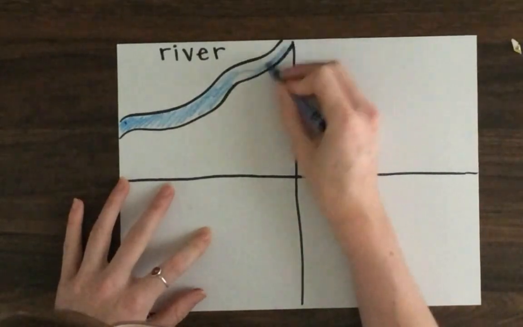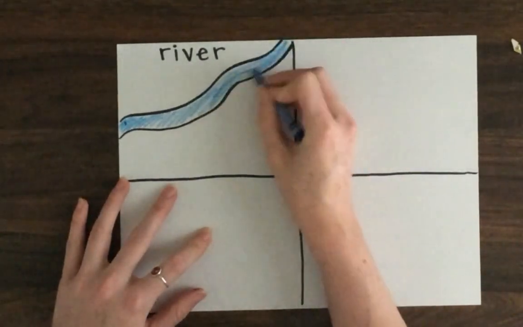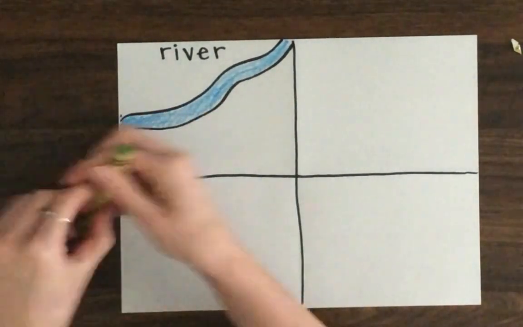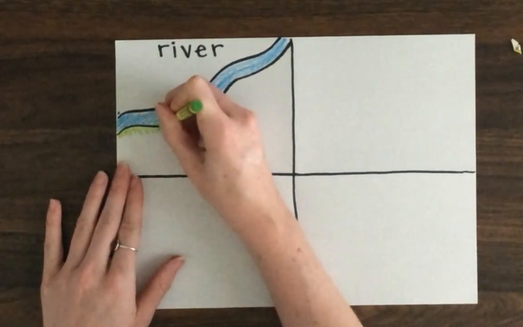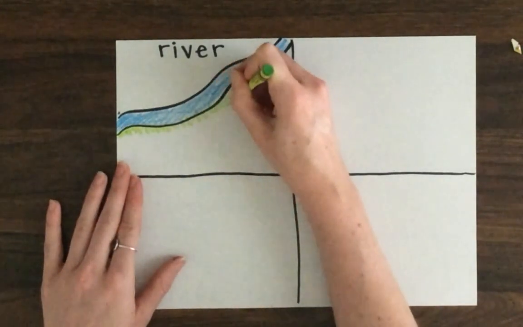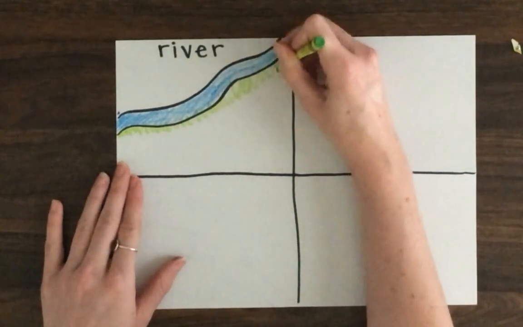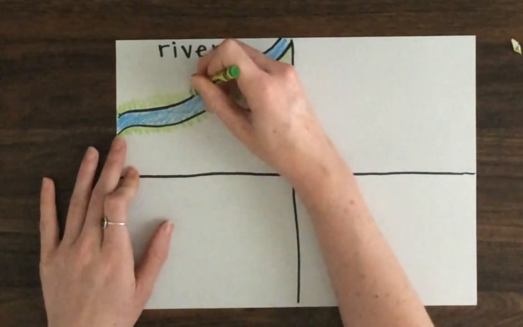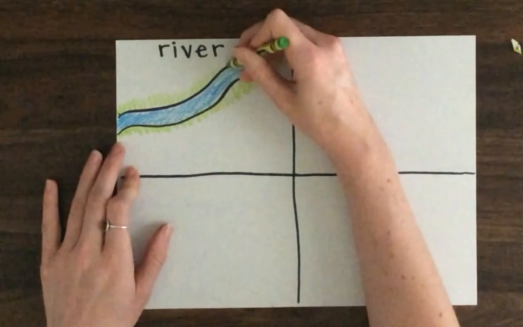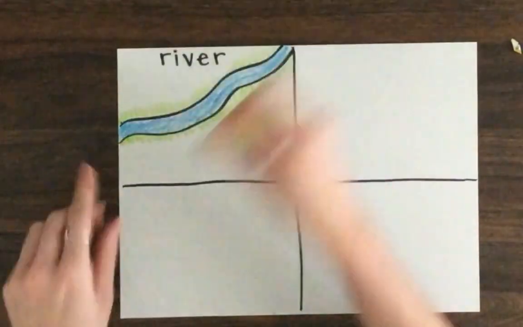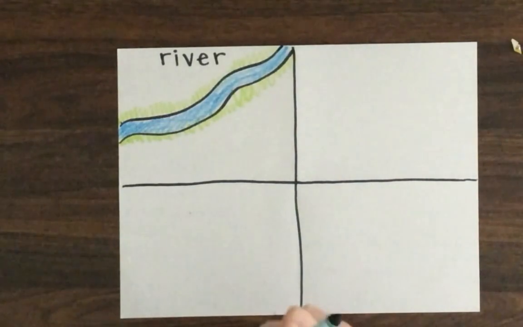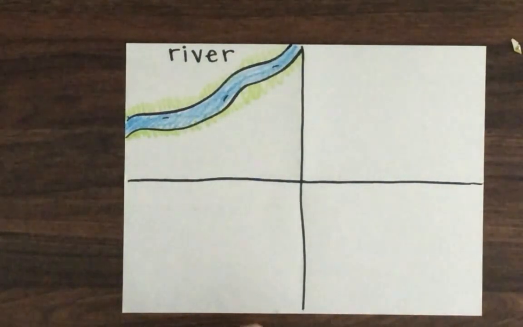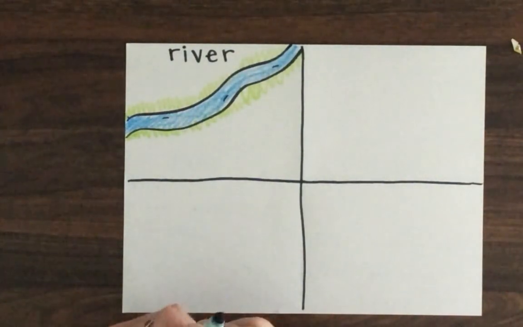And remember, river water is always moving and flowing because it ends up at the bottom into the ocean or a lake or a different river. And I'm drawing some green grass because on each side of my river there's land. Okay, so in this space down here, I'm going to write a sentence about something I know about a river. So I know river water is flowing. I know rivers end up in the ocean.